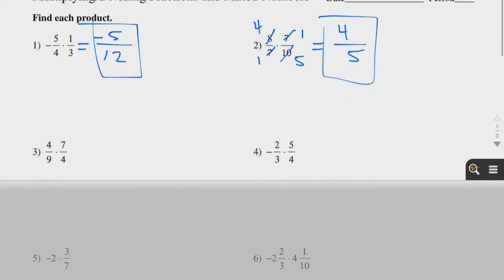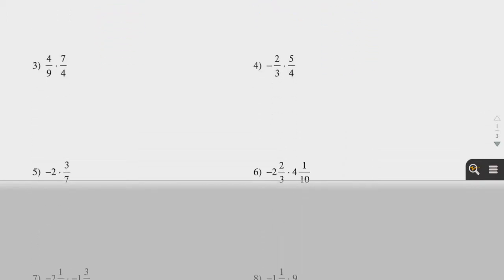Number 3. 4/9 times 7/4. Again, the 4 and the 4 can reduce to 1 on each. 7 and 9 can't be reduced, so we just multiply straight across. 1 times 7 gives us 7 over 9 times 1 gives us 9, and we end up with 7/9.